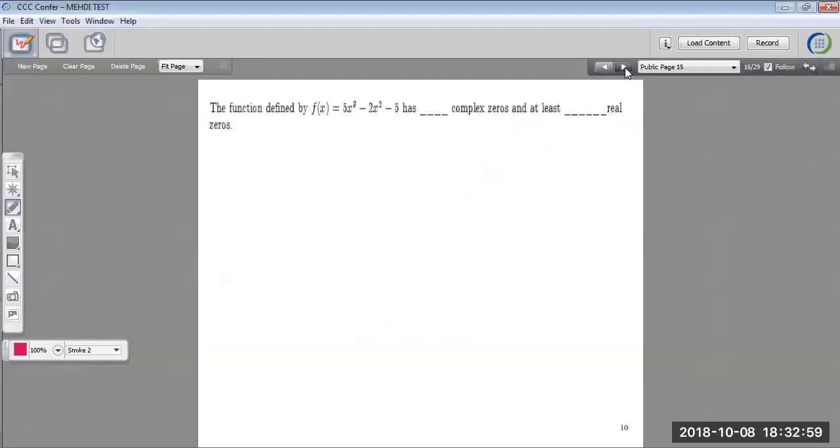The function defined by f of x equal to 5x to the power of 3 minus 2x to the power of 2 minus 5 has, we don't know how many, complex zeros, and it asks at least how many real zeros. In this case, since n is 3, and 3 is an odd number, recall an odd-degree function must always have at least one real solution. And then here it says it has 3 complex zeros.